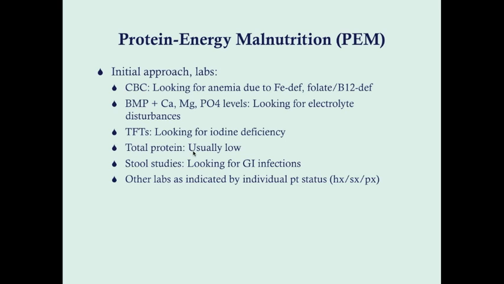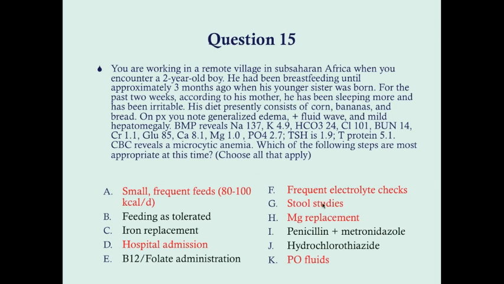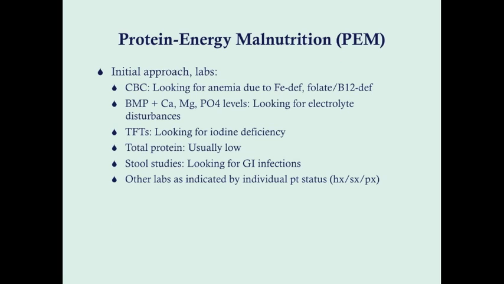Total protein, usually this is going to be low, but you definitely want to get this anytime you're concerned about protein energy malnutrition, obviously. Stool studies, you can look for GI infections, and then other labs as indicated by individual patient status. So the stool studies, if you didn't choose that, you can probably get away with that, but I would do it. Just because whenever you have malnutrition, you want to make sure that it's not due to some kind of infection or something.